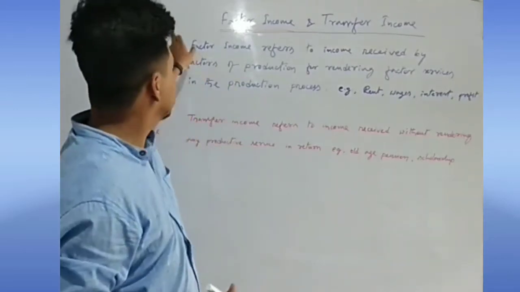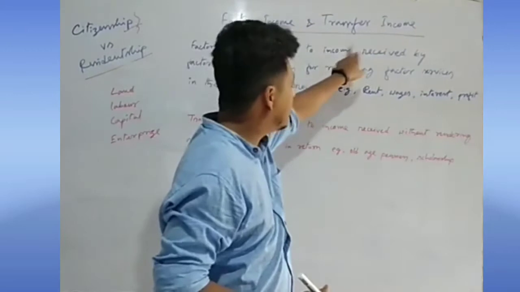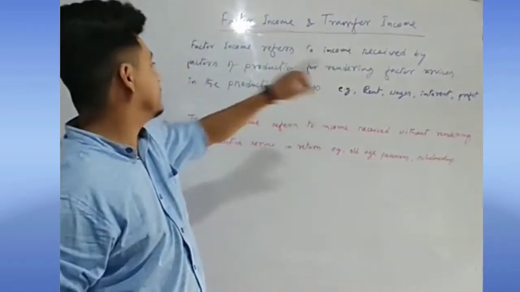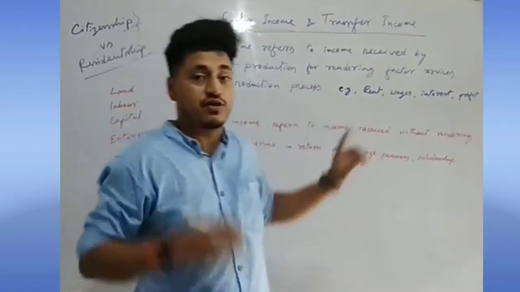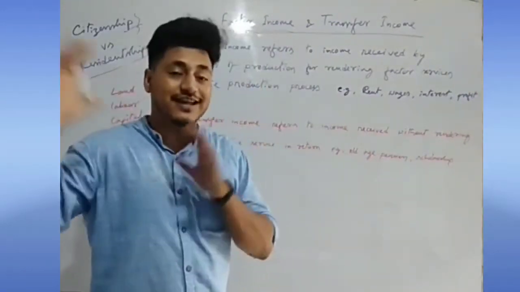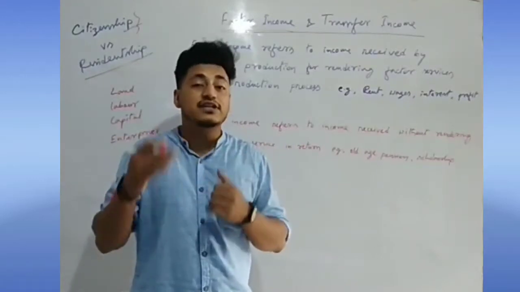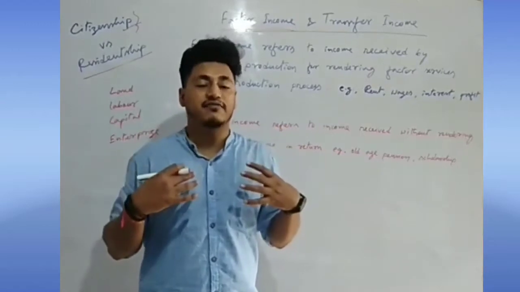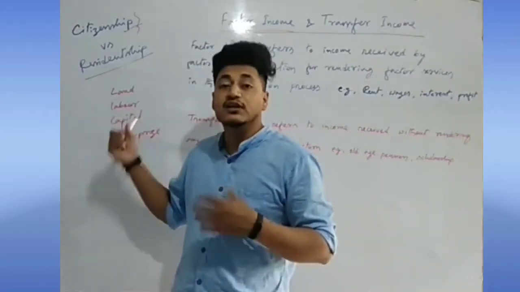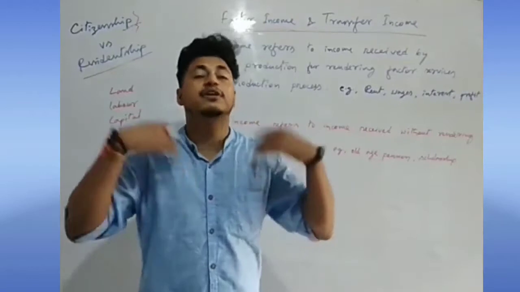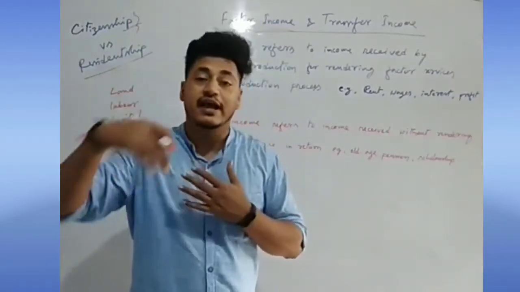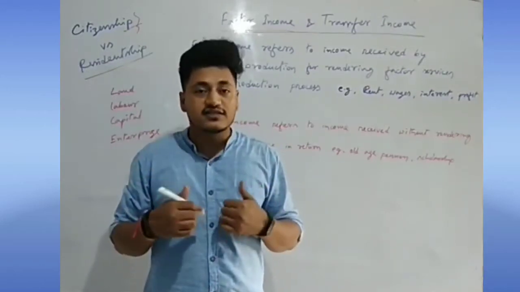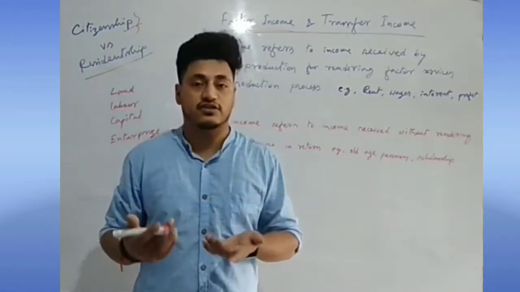Now there is a difference. Factor income refers to income received by factors of production for rendering factor services in the production process. That means to earn factor income, you have to provide something, you have to do something. For example, I am a factor of production, labor. What am I doing? I am working, I am teaching. So I am providing something, and in return what I get is known as factor income. What do I get? Salary or wages. This is known as factor income.